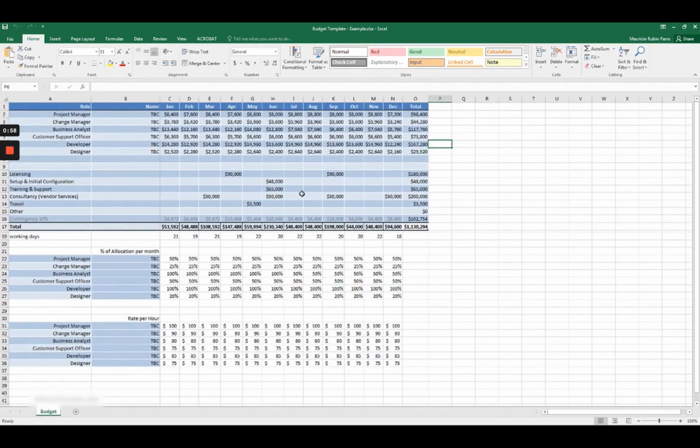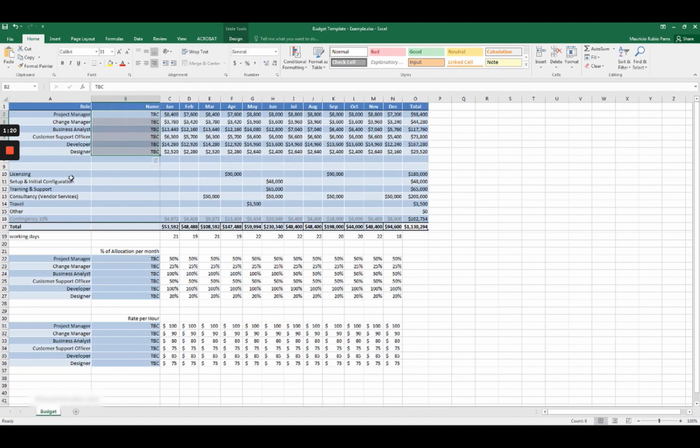Okay, so we have here some of the roles. Let's imagine this is a project XYZ, and we have 6 people working on the project: a project manager, change manager, a business analyst, a customer support officer, a developer, and a designer. All right. We don't know their names yet. It's not really relevant at this point.